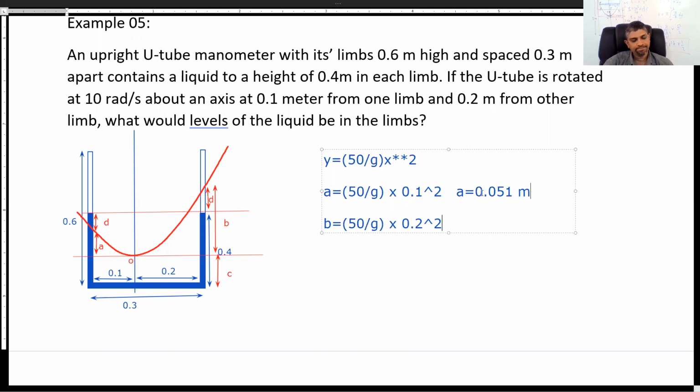Value of A. B then. The equation is written from the center, y equals kx squared. Put in 0.2. 0.20204.